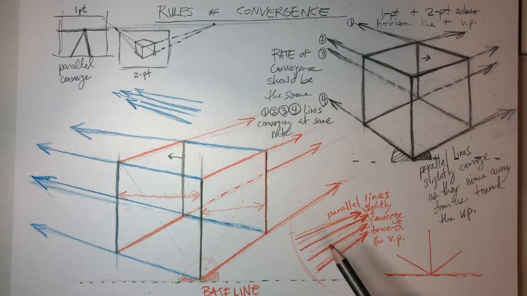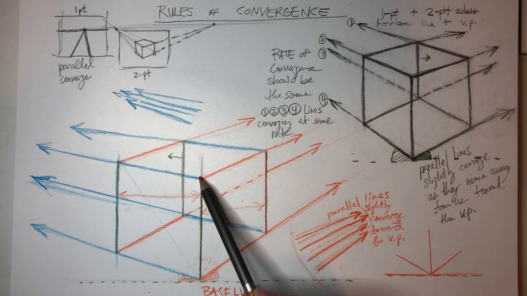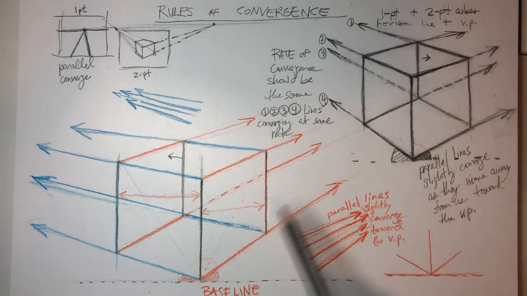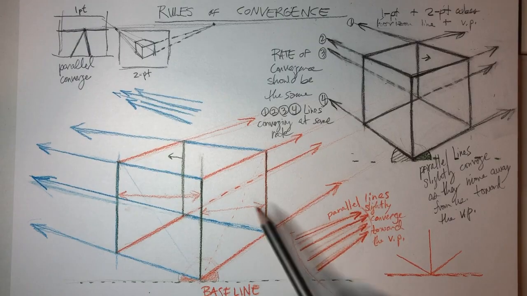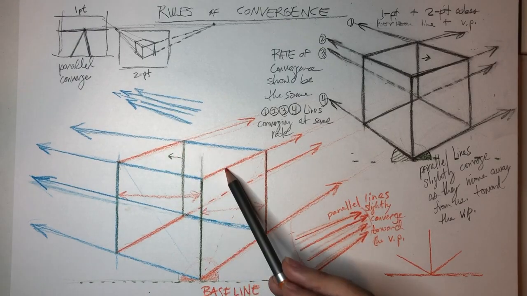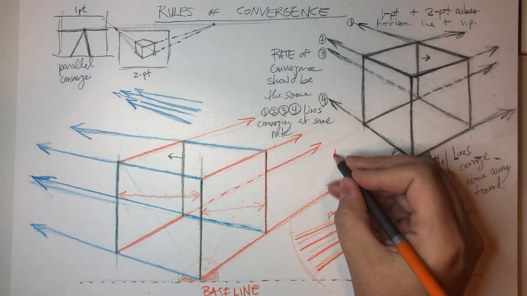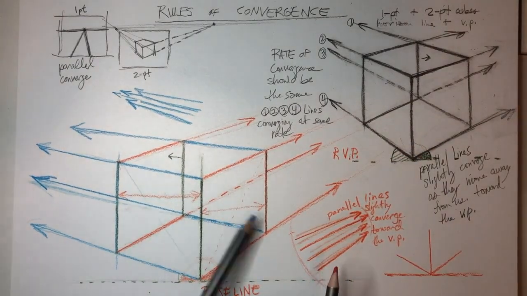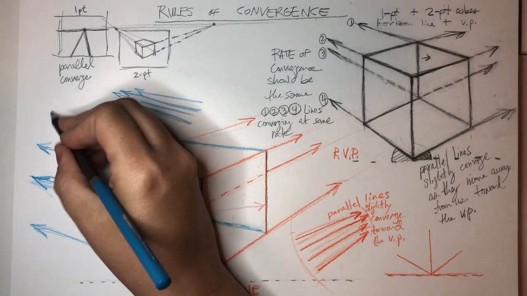So if you remember, when we start drawing our 2-point cube, we start with a leading edge, and then we connect the top point and bottom point of the leading edge to the vanishing point. So on this side I would draw this way, on the other side I would be going to that other angle. So what this represents here, the orange lines, are all of the parallel lines that are moving towards the right vanishing point. The blue lines are all parallel lines that are moving off and converging towards the left vanishing point.